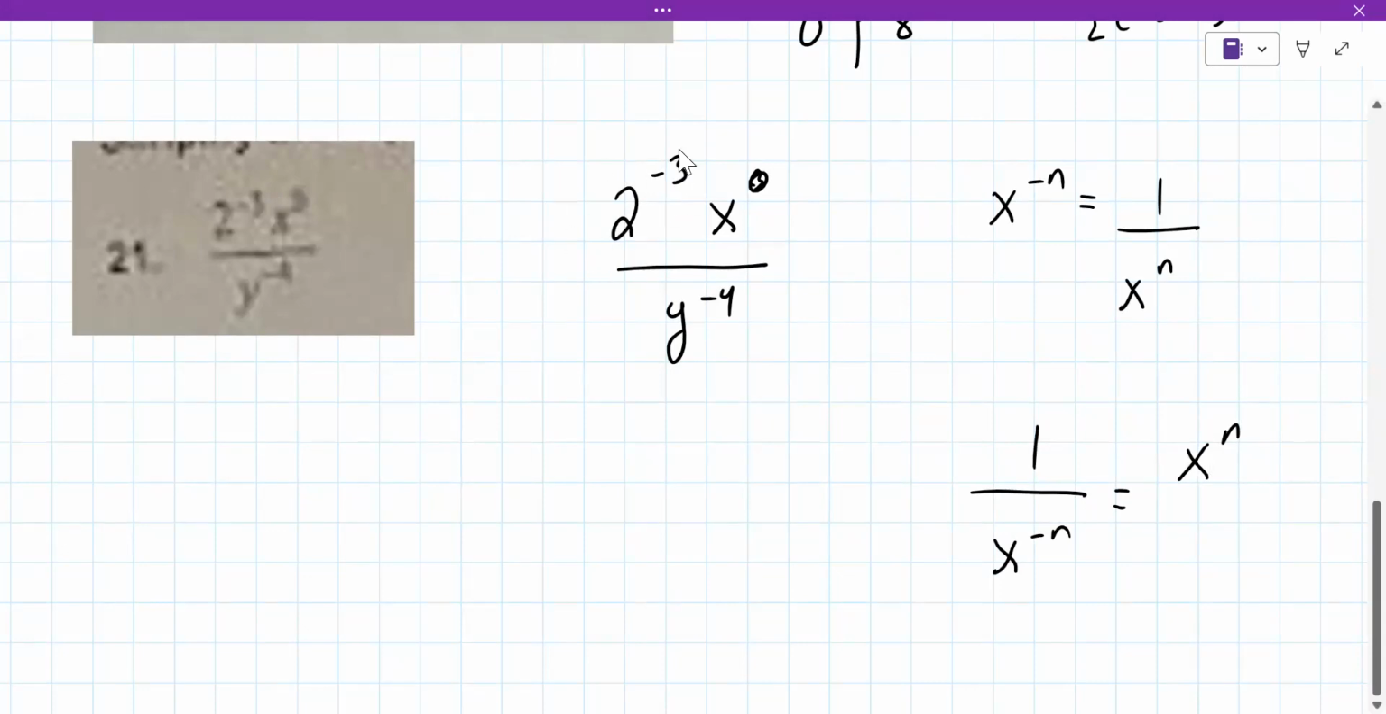And so those apply to the 2 to the -3 and the y to the -4. Basically, the 2 to the 3 goes to the bottom and the y to the 4 goes to the top. They switch positions. Do you remember seeing that? No. Okay. Yeah, we might have to spend a little bit more time here working on some exponent stuff, especially if you haven't seen this in a while.